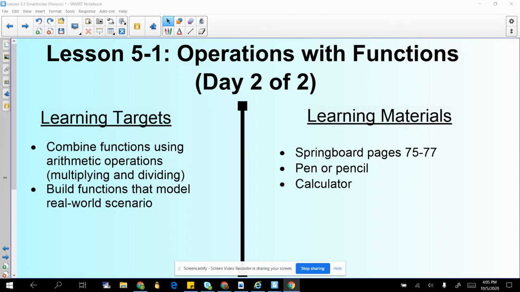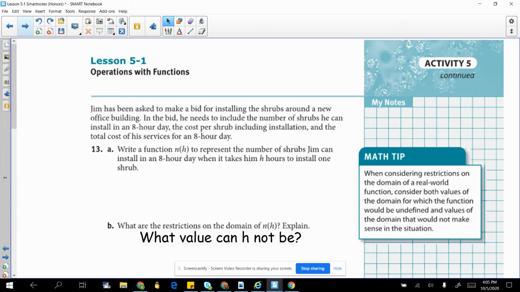Today we're going to do multiplying. We're going to pick up where we left off yesterday, which is page 75 of your Springboard book. And again, make sure you have a pen or pencil and a calculator nearby. So let's go ahead and get started. Continuing on with Jim and Green Grass Guaranteed.